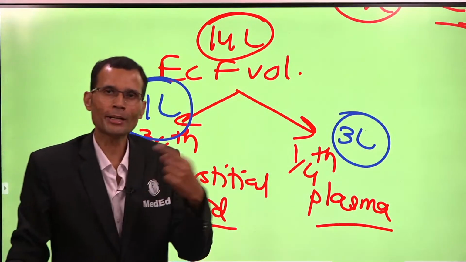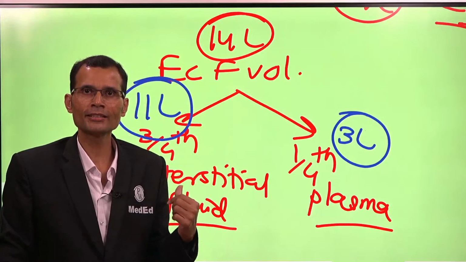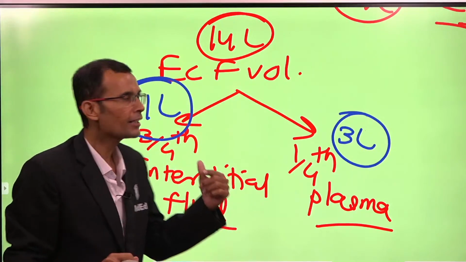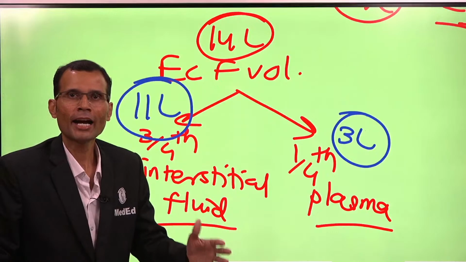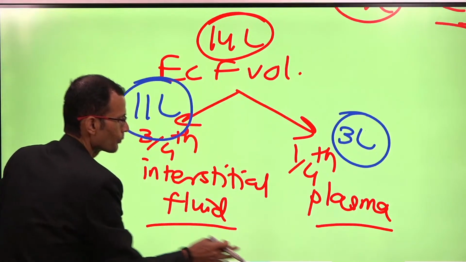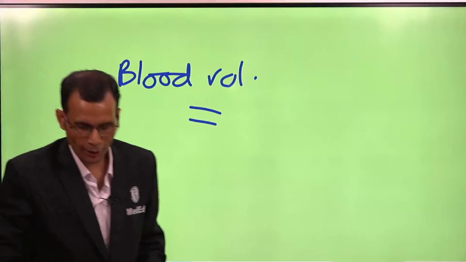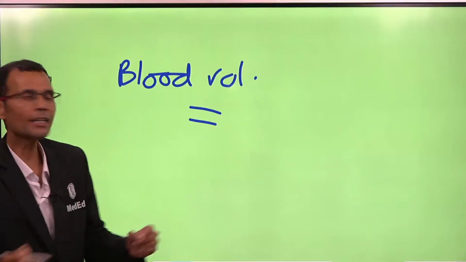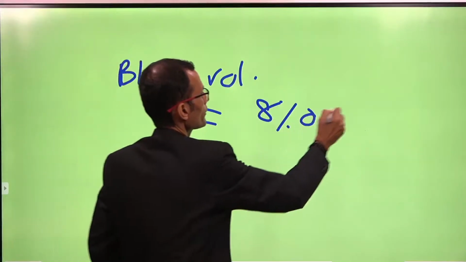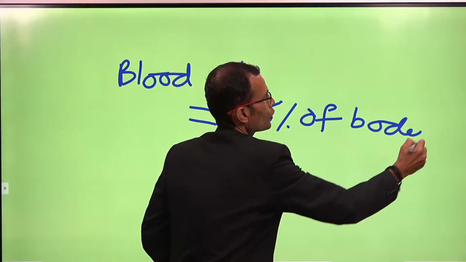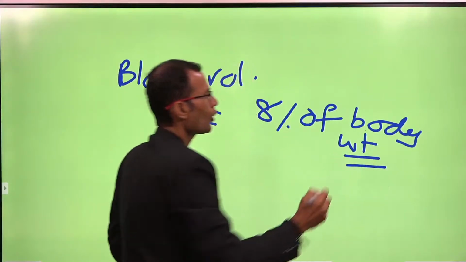Now there is one more MCQ I know after this, so I will be just taking that into account, and I'll talk about the blood volume also. In the body fluids, what is the blood volume? How much is the blood volume? Total blood volume is 8% of the body weight. Blood volume is 8% of the body weight.